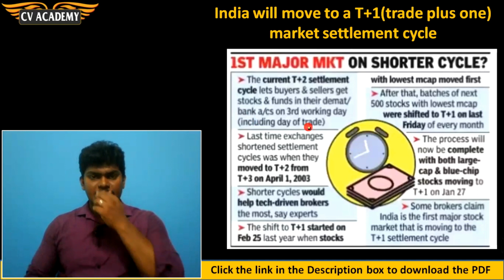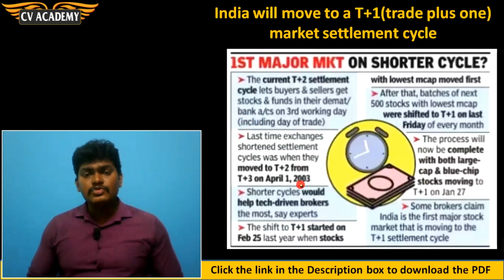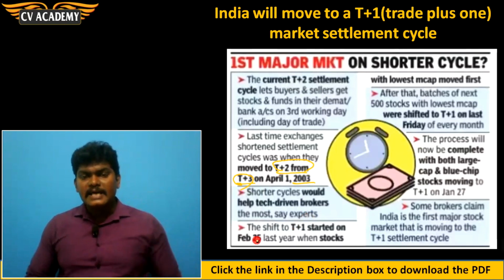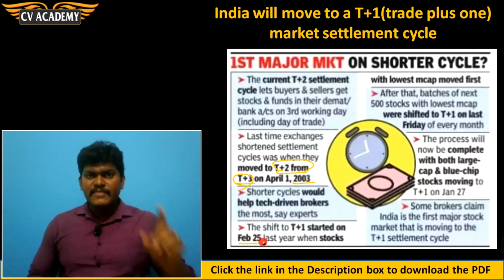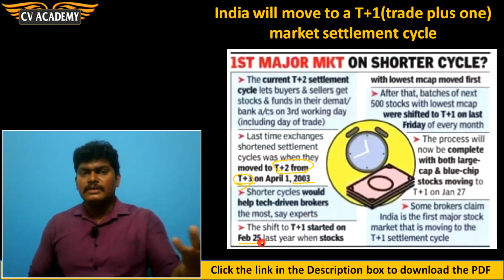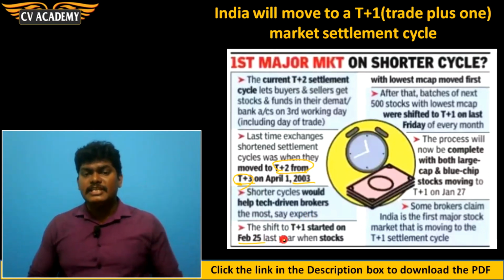See, actually the timeline is, before 2003 we had T+3 market settlement. After April 1, 2003 only, India moved to the T+2 market settlement strategy. But in the last year, from February 25 itself, just as China moved partly to the T+1 market settlement, India also moved partly to the T+1 market settlement.